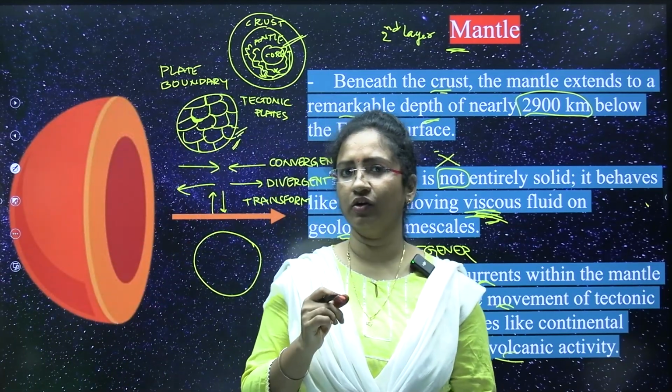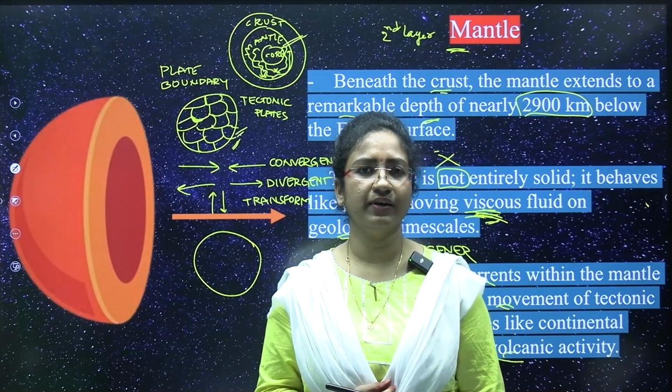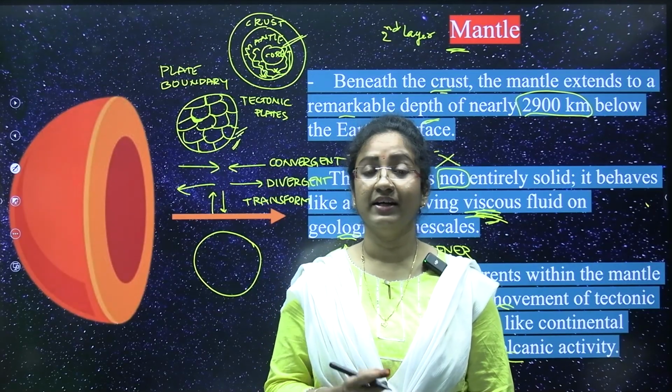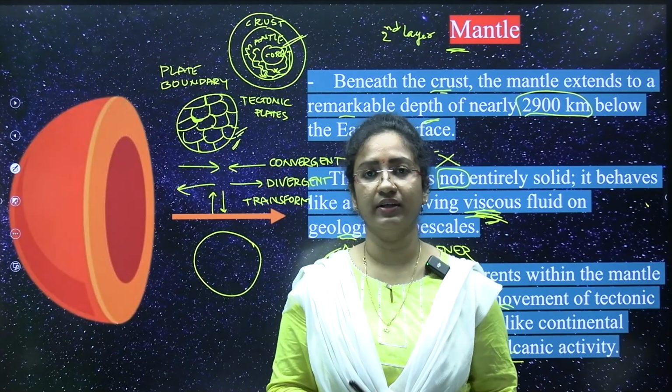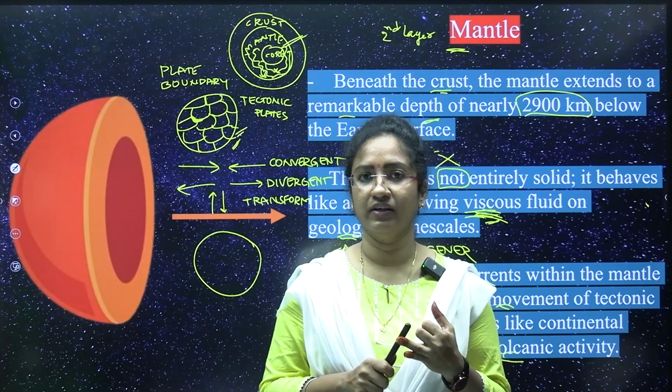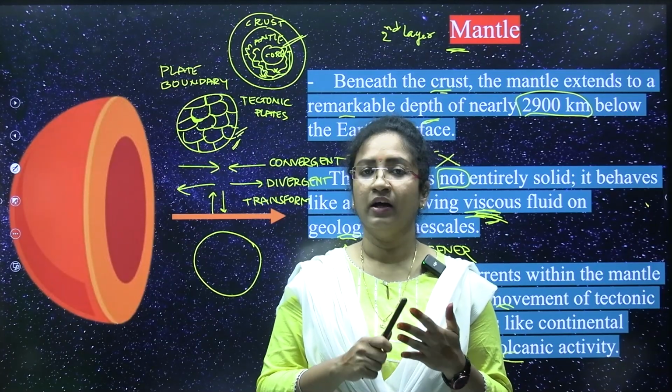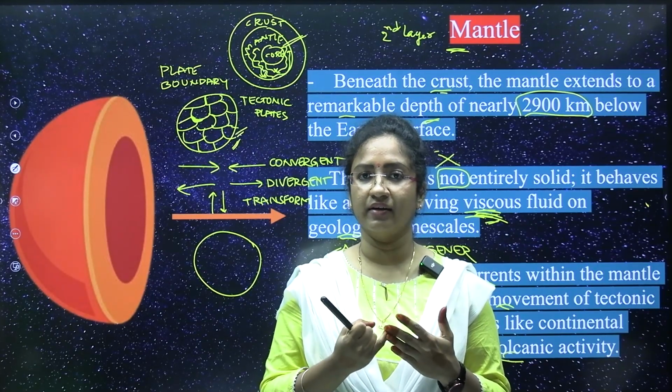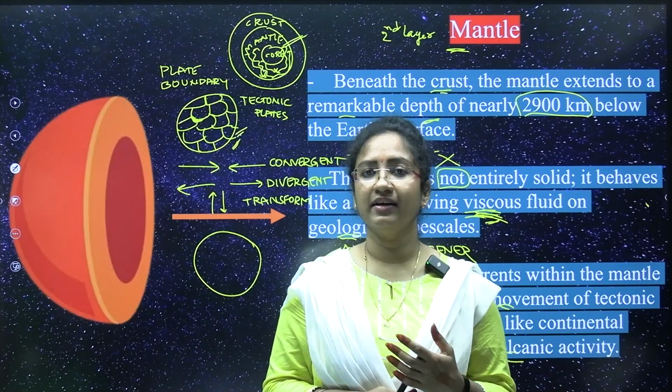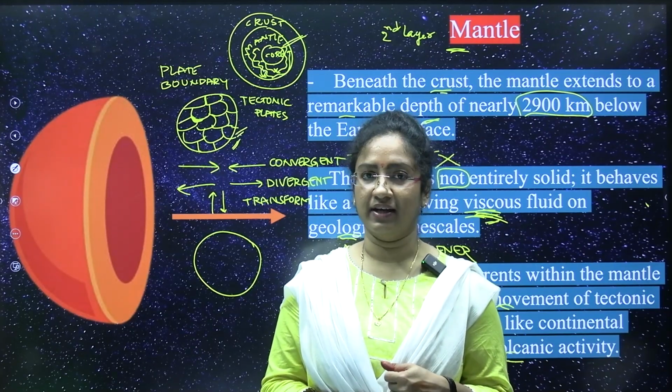So hope you're clear about the continents. How many continents do we have in total? We have 7 continents. So what are those continents? Asia, Africa, Australia, Europe, North America, South America, Antarctica. So these are the 7 continents that we have.